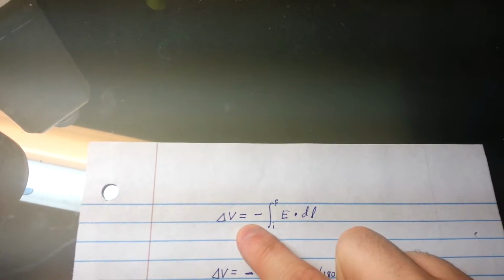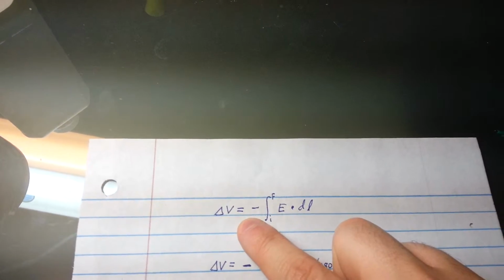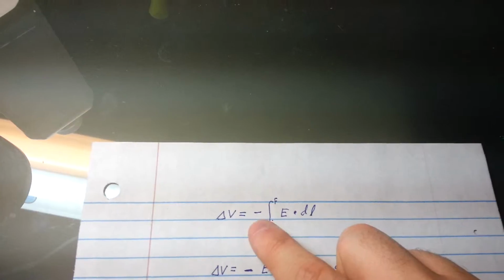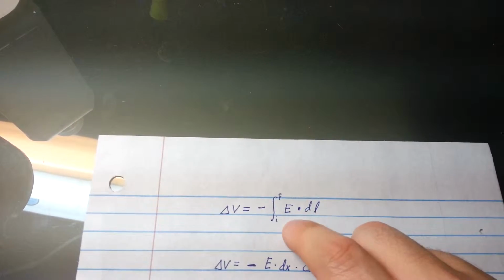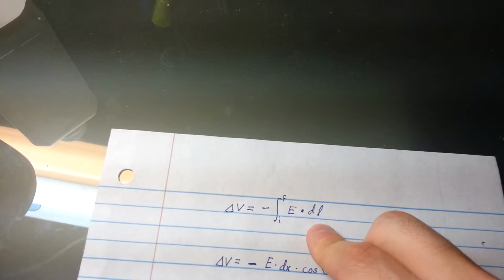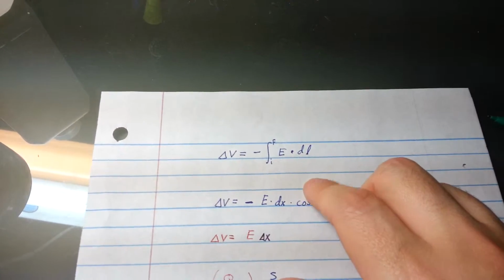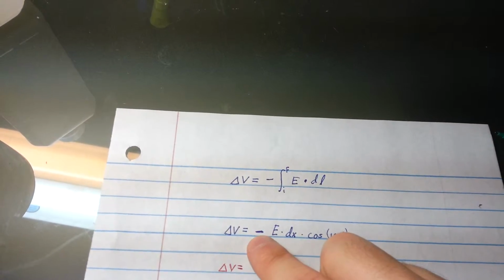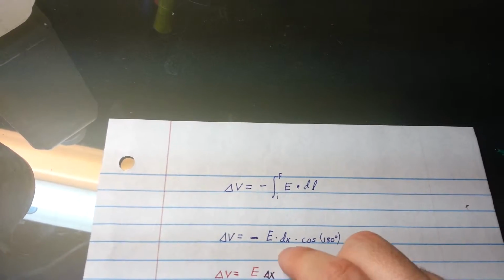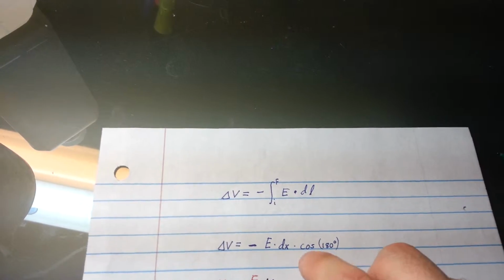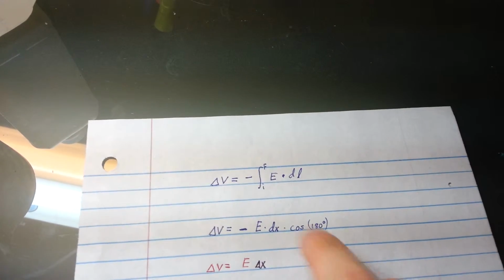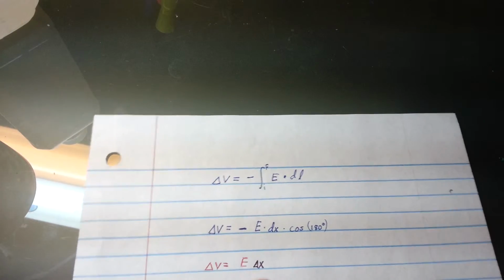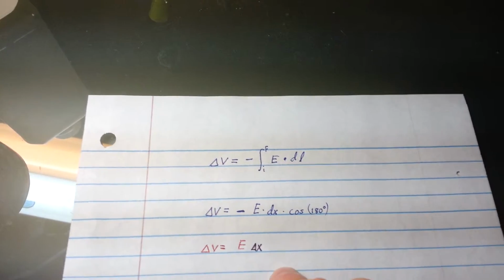Now, what we're going to do here is the change in potential. The change in potential is equal to negative integral from the initial point to the final point, E dot dl. So delta V is equal to negative E dot dx times cosine of 180, which is negative 1, so it just cancels this negative sign. We get E delta x, or dx.